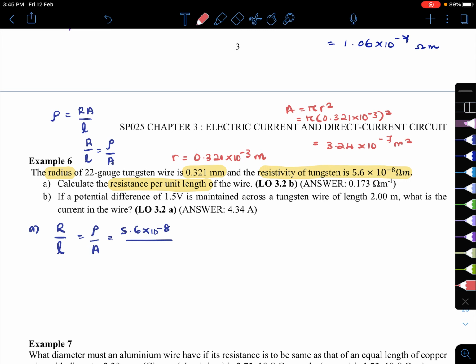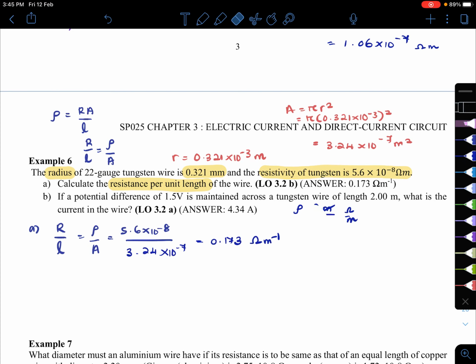Okay. Lepas tu kita pun masuklah dalam ni kan. 3.24 darab 10 kuasa negatif 7. So you get your answer to be 0.173. Remember is unit is apa tu? Resistivity is ohm meter and the area is meter square kan. So potong ni dapatlah ohm per meter. So the unit is ohm m negative 1. Okay, so ni kena pandai derive lah.